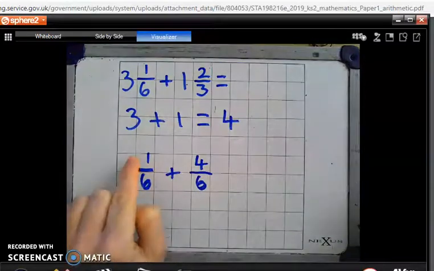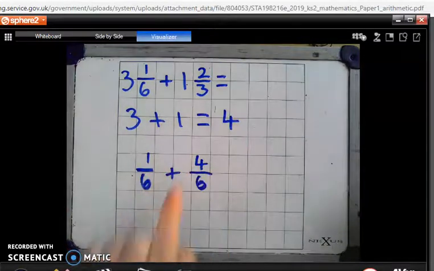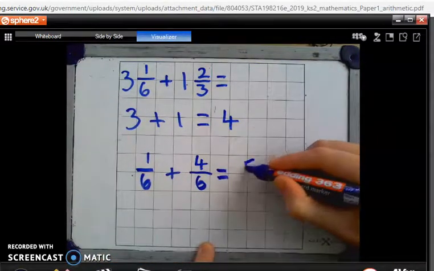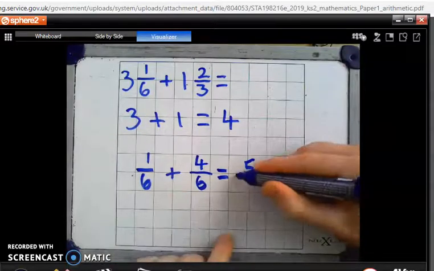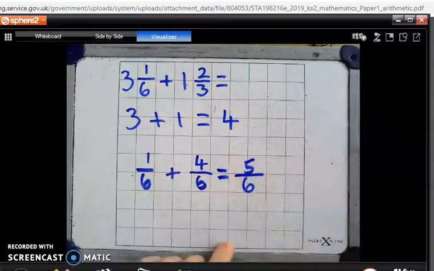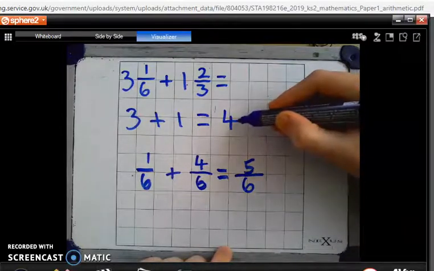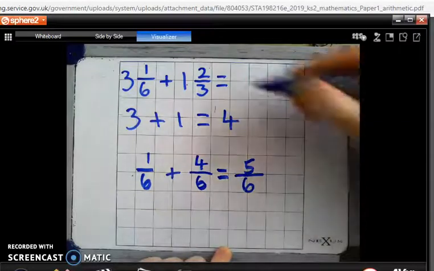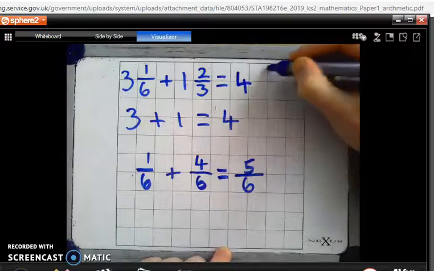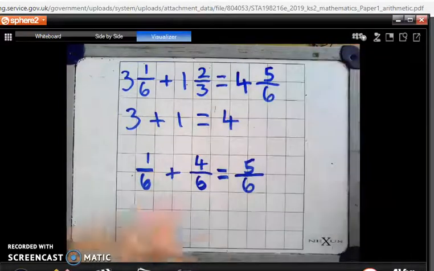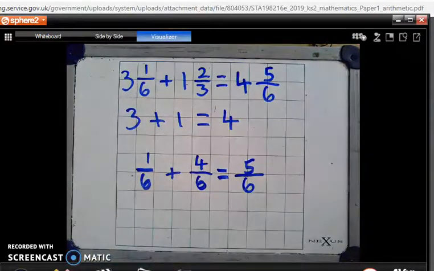Next step, add the numerators. 1 plus 4 is 5. We do not add the denominators. The final step, put the whole number and the fraction together as our answer. 3 1/6 plus 1 2/3 equals 4 5/6.